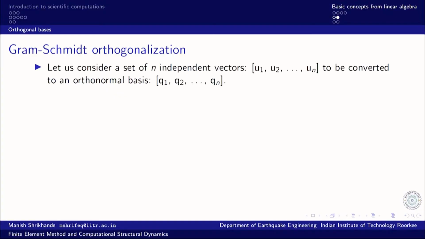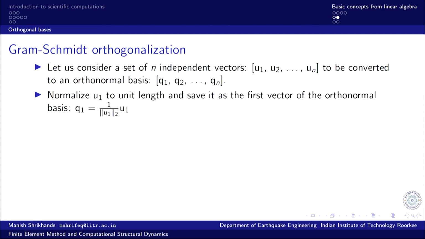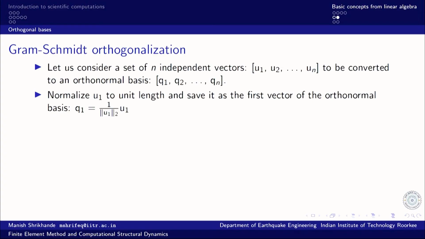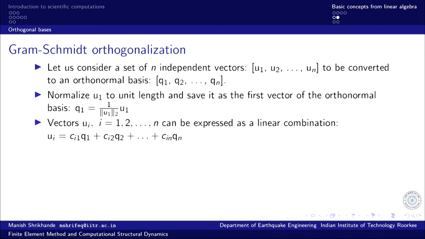So, the point is, any linearly independent vectors, let us say u1 up to un, can be converted into an orthonormal basis q1 q2 up to qn, and the process starts with the first vector, any arbitrary vector u1, which can be normalized to unit length. That is just the sum of squares and square root, and dividing each element by that number, and that takes care of the first orthonormal basis vector.